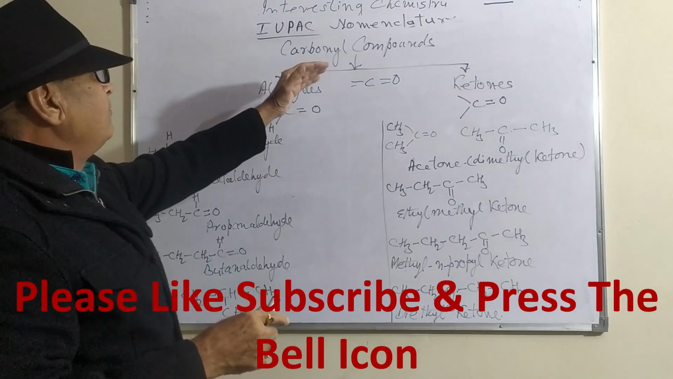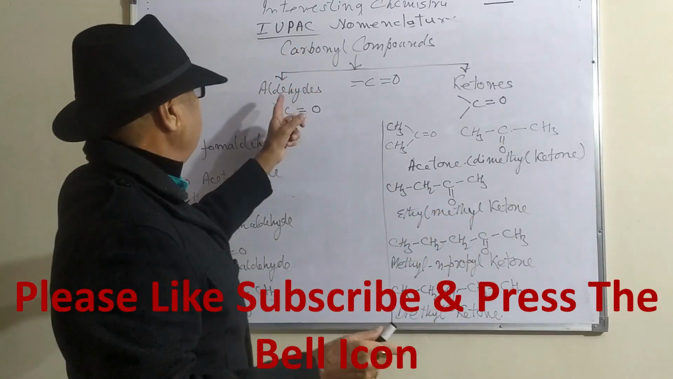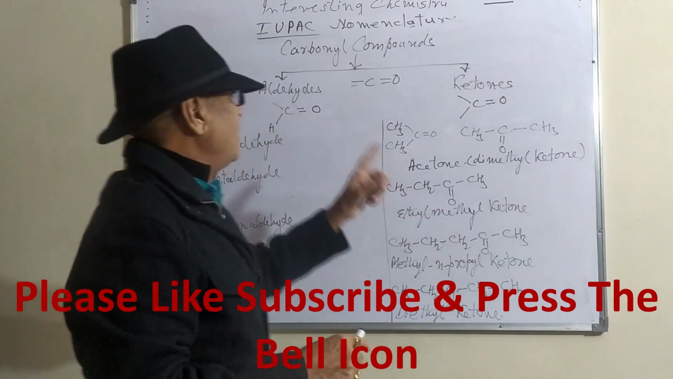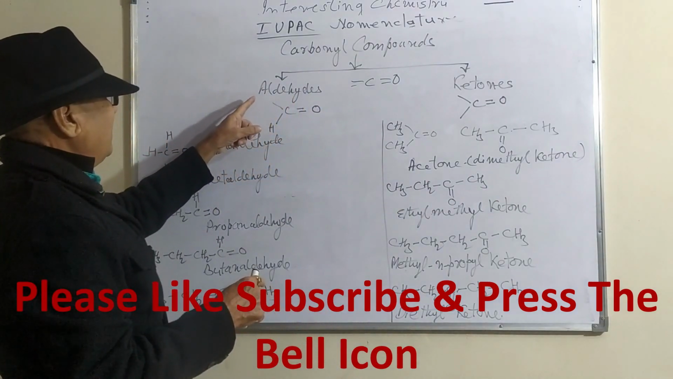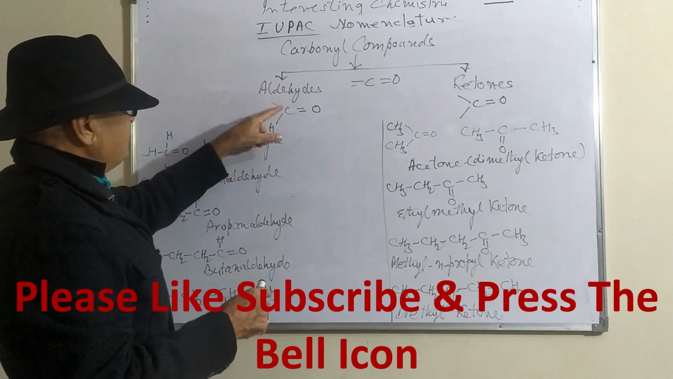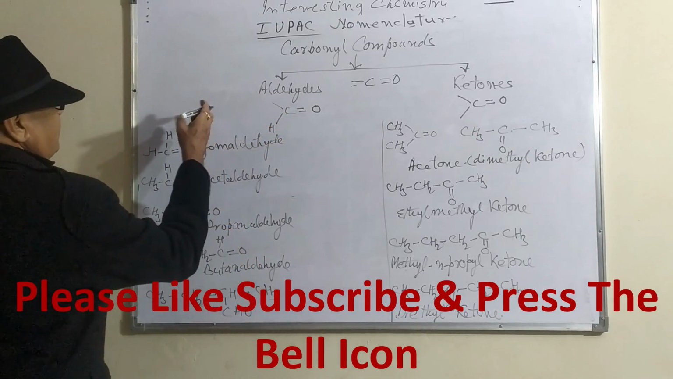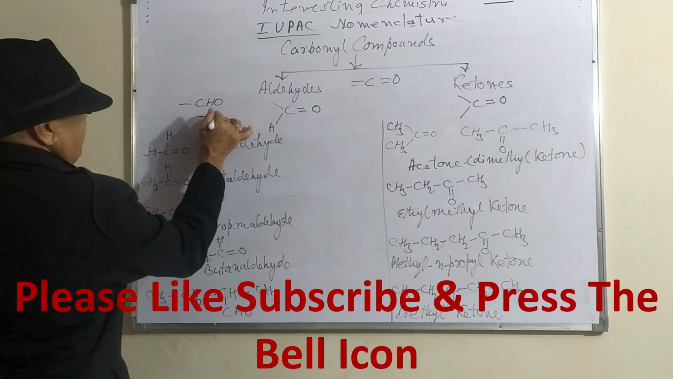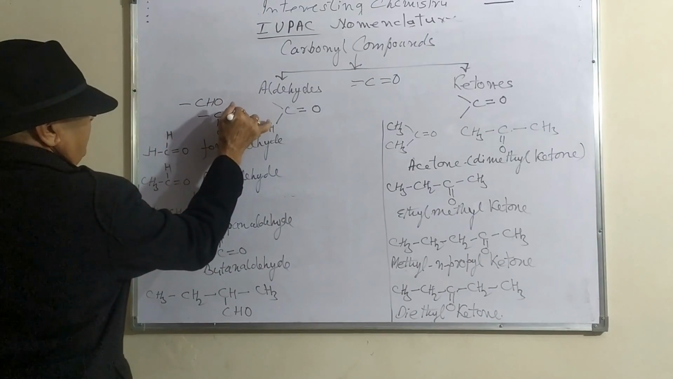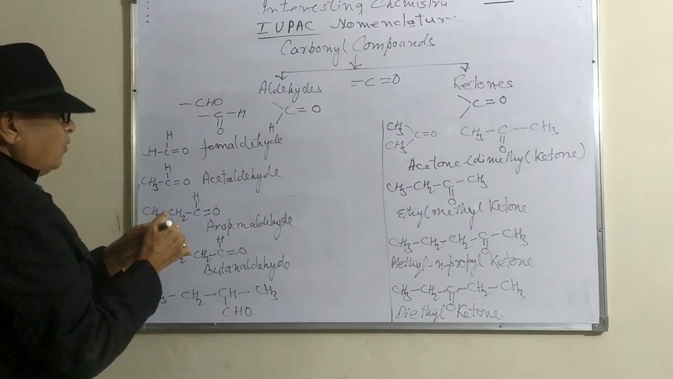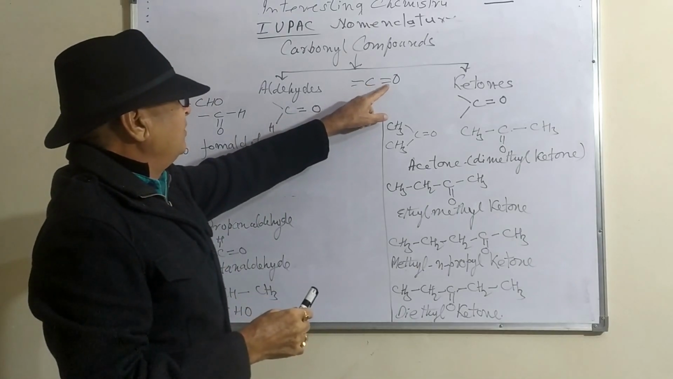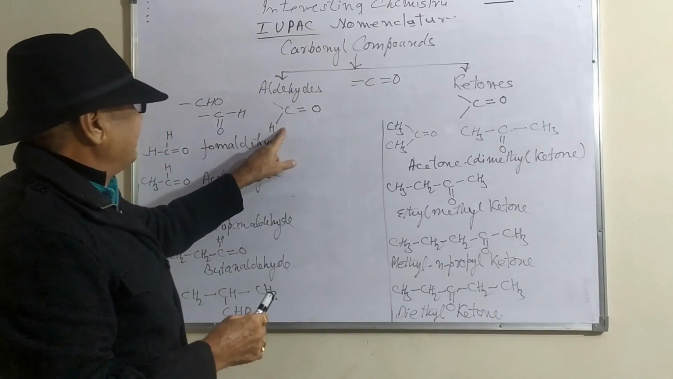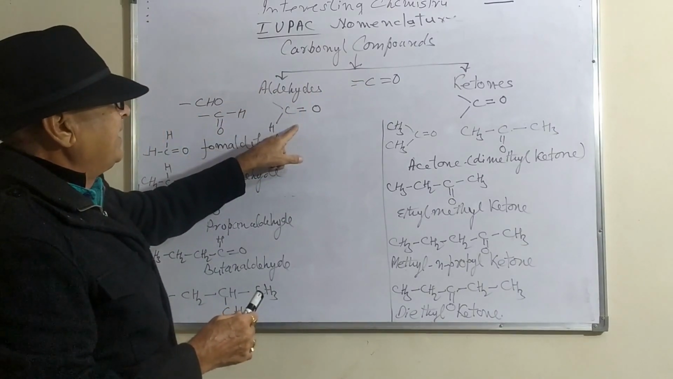So the carbonyl compounds are of two types. One is aldehydes and the second is ketones. Those compounds having the CHO group, this is CHO, it can be written in this way. So when the carbon of the C=O group has one hydrogen atom, these are aldehydes.